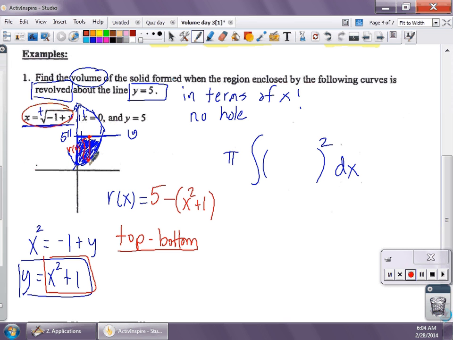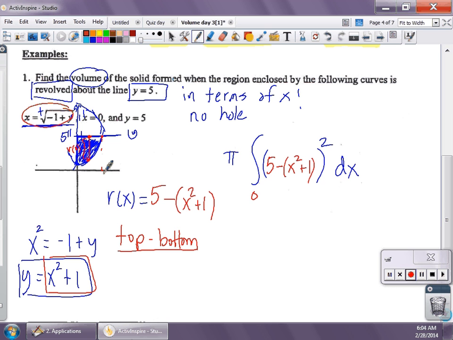So my little r, my representative radius, is 5 minus (x squared plus 1), and then I'm going to have to square that. I am in terms of x, so I'm going to go from left to right. So the leftmost x value here is 0. Now the rightmost x value, I need to know, this is the point of intersection, I need to know that x value.